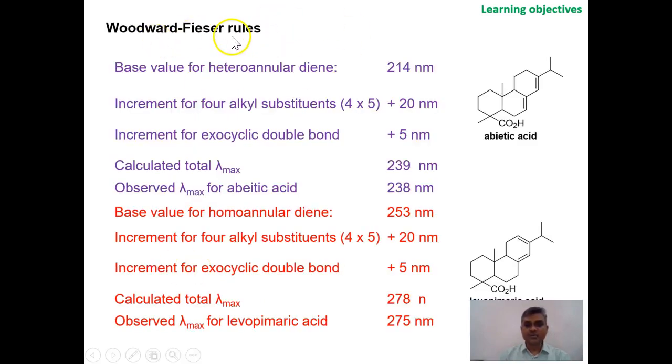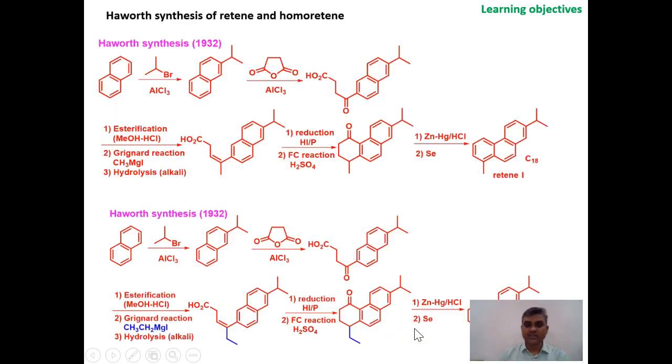Now the second one is about the Woodward-Fieser rules applied to abietic acid as well as levopimaric acid. So abietic acid is a heteroannular diene, levopimaric is a homoannular diene, and according to the Woodward-Fieser rule, these calculations are shown. Calculated value is 239 nanometer for abietic acid and observed value is 238 nanometer. And for levopimaric acid, 253 nanometers for homoannular diene. This 5 nanometer is the increment for alkyl substitution. It is 1, 2, 3 and 4 substitution. This is an exocyclic double bond, and the expected value is 278 nanometer and the observed value is 275 nanometer.